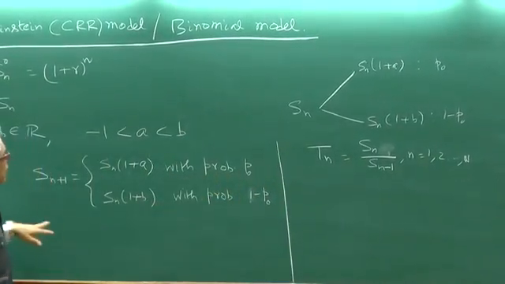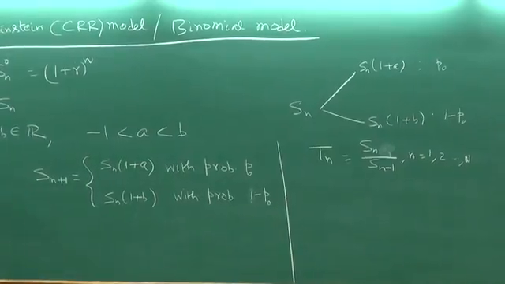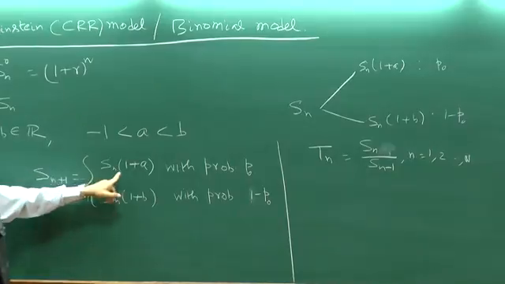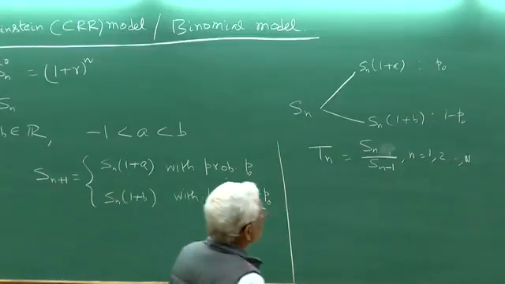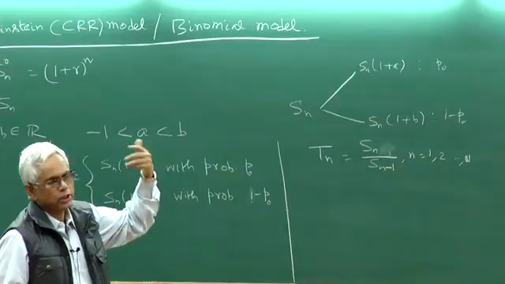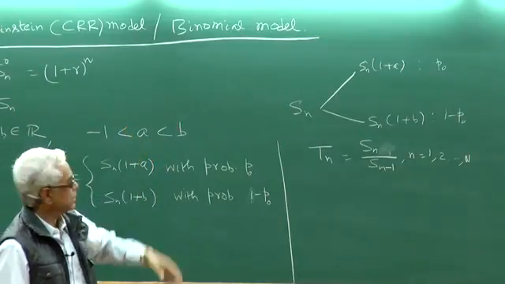So what are the possible values of Tn? Either 1 plus A or 1 plus B, right? So that makes it easier, okay? And I will always assume that S0 is given. S0 is given. That will make the initial sigma field trivial.